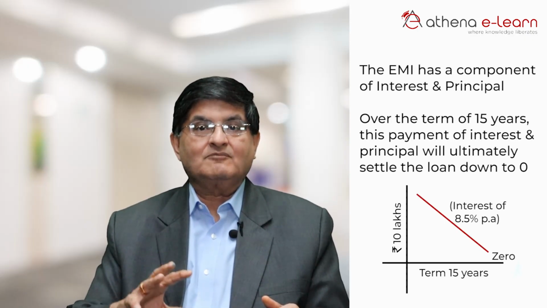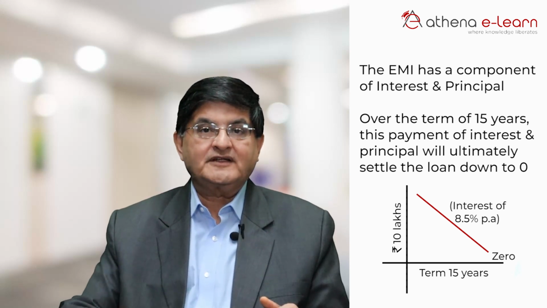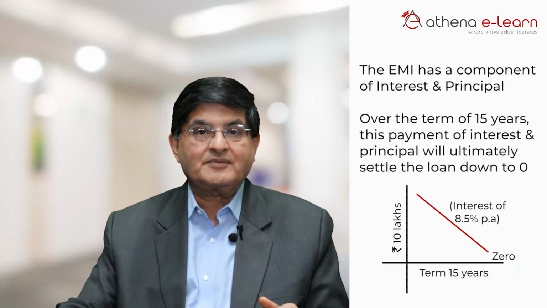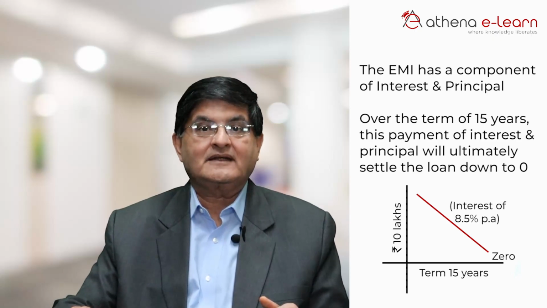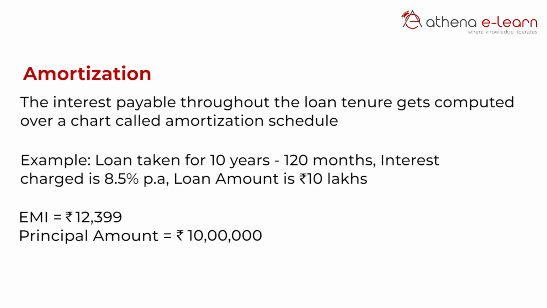Now the EMI has a component of interest and it has a component of principal. And over the 15-year or whatever term that you have taken, this payment of interest and principal will ultimately settle your loan down to zero. You will have repaid the entire loan, you will have paid the interest on that. That calculation, that method of deciding how much interest and how much principal goes into each EMI as you repay, is called an amortization. And that amortization is represented by a schedule.